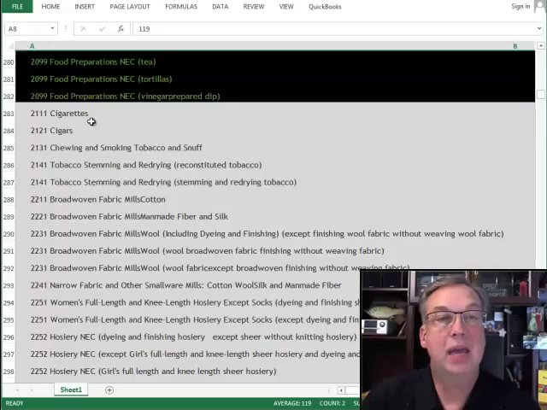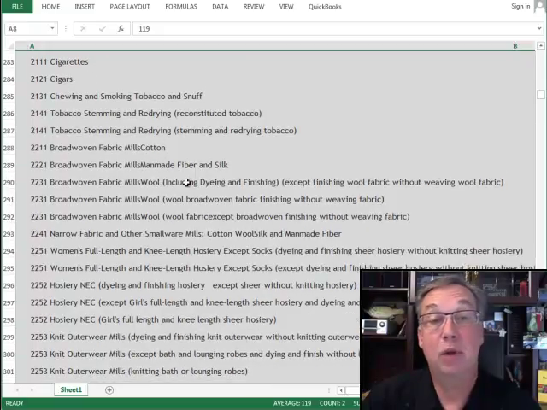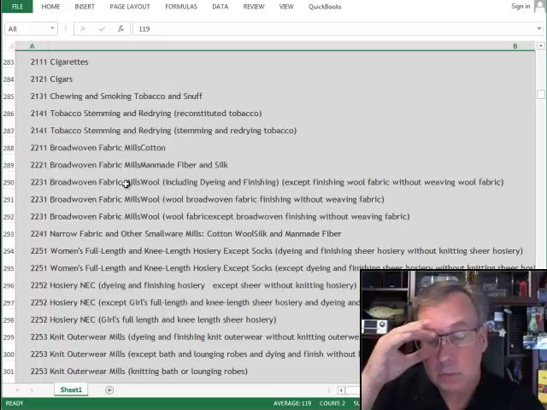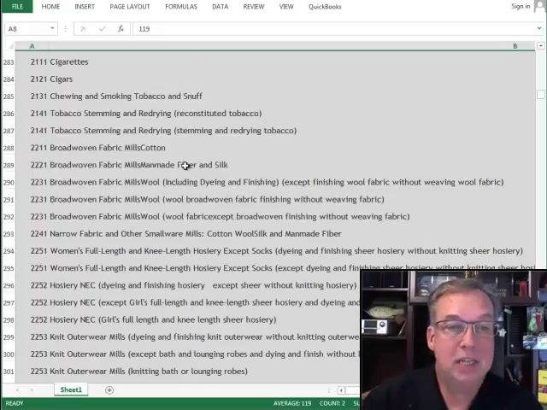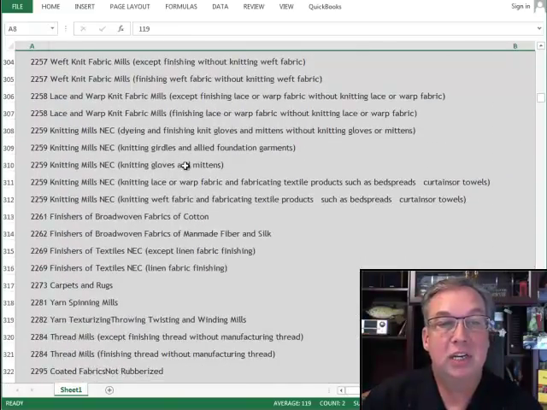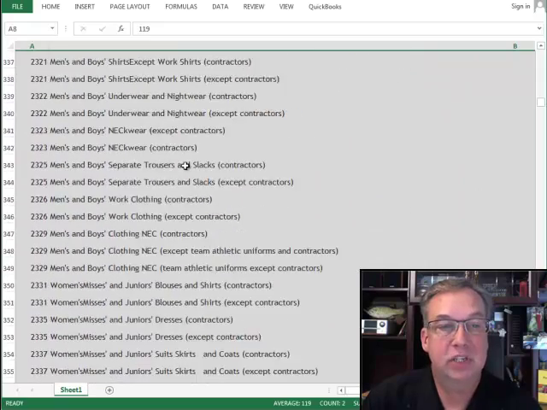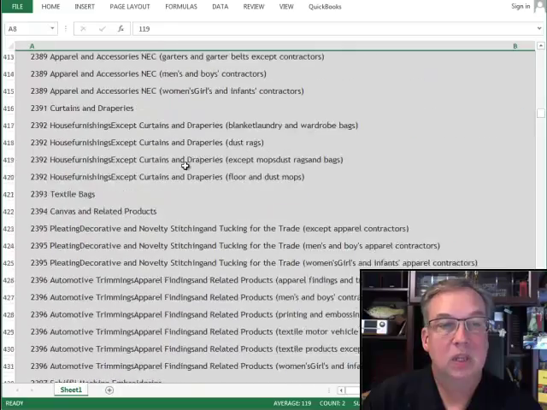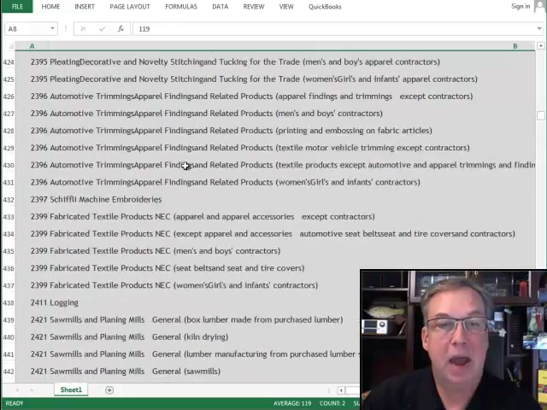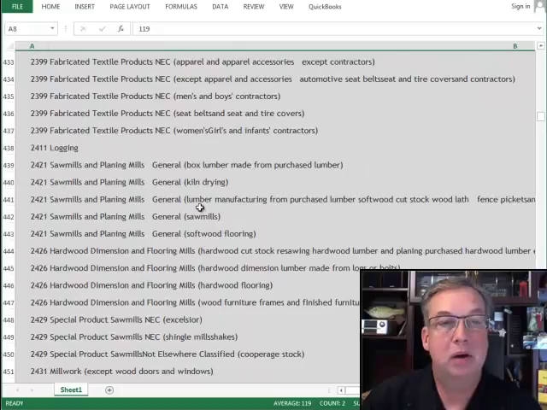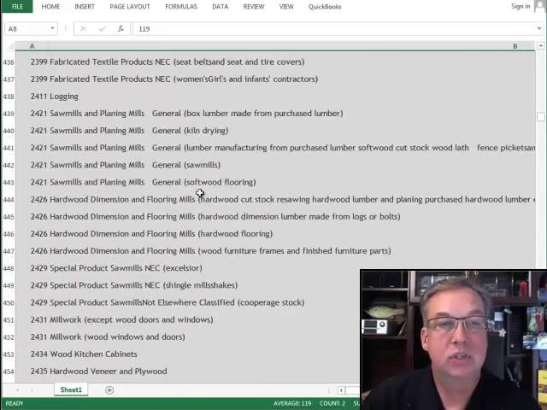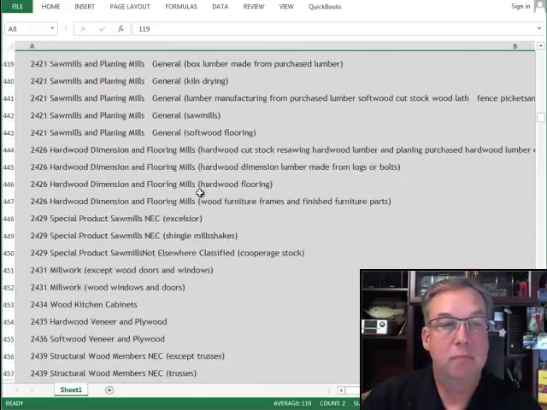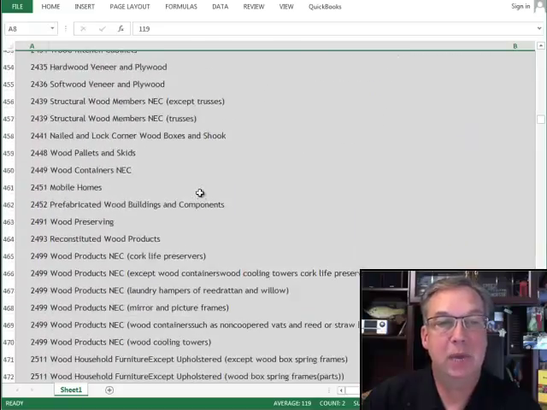Come down to some. Now, these are in gray: cigarettes, cigars, chewing tobacco, broadcloth fabric mills. Yeah, these are all big companies. Depending on what I'm marketing, I may market to them at some point, but I'm not marketing to them in this particular campaign. So I'm going to skip through all this. A lot of manufacturing and trimmings and apparel and findings, sawmill and planting mills, hardwood flooring mills. You know, this is all big company stuff.